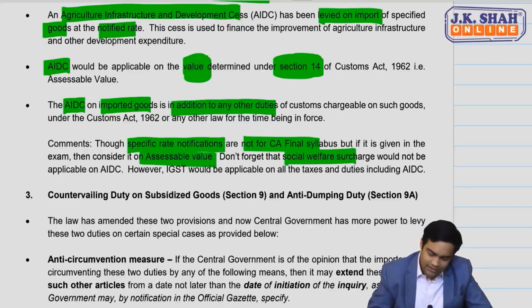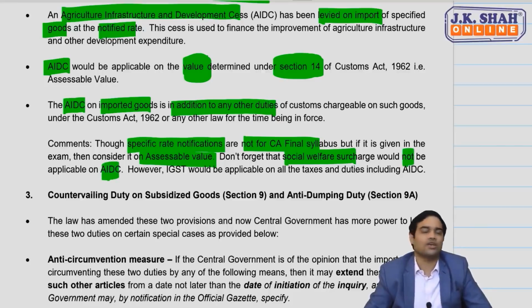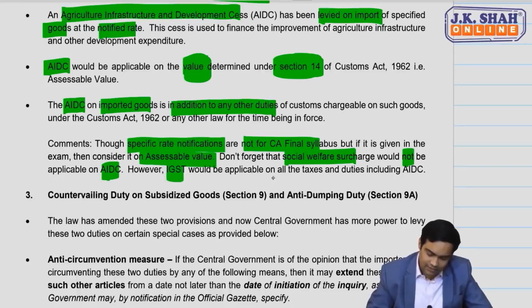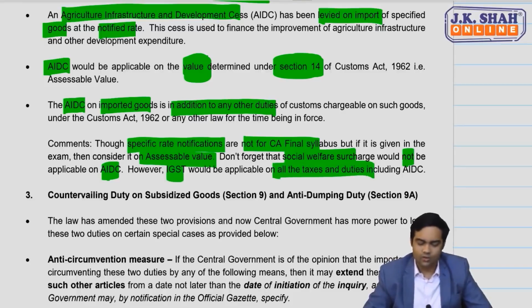Don't forget that SWS is applicable only on basic custom duty, not on AIDC. Social welfare surcharge will not apply on this. However, IGST will be applicable on all taxes and duties which you are aware of. That IGST will apply on everything.